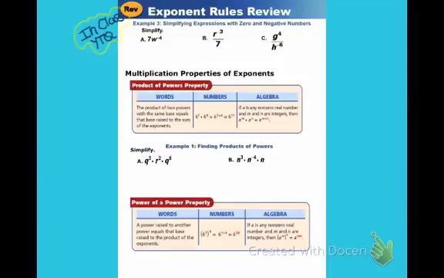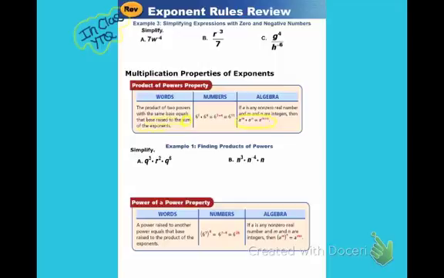Now you may remember the product of powers property. It basically says the product of two powers with the same base is equal to that base raised to the sum of the two exponents. So for instance, if we were multiplying 6 to the 7th times 6 to the 4th, that's really the same as saying 6 to the 7 plus 4, or 6 to the 11th power. And this works also for variables as shown in this example here.